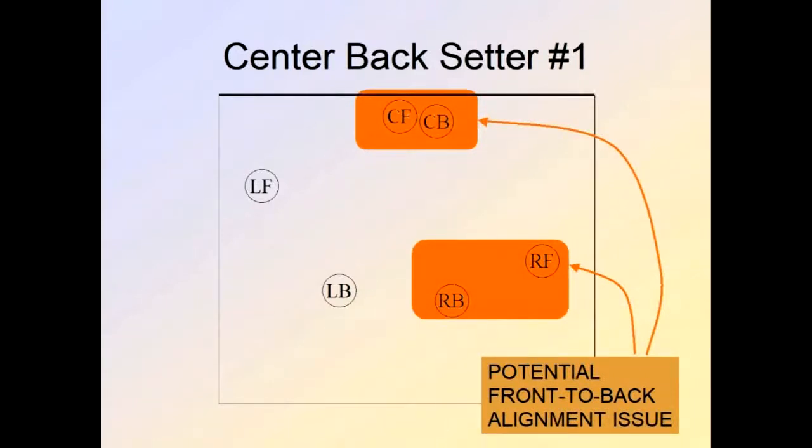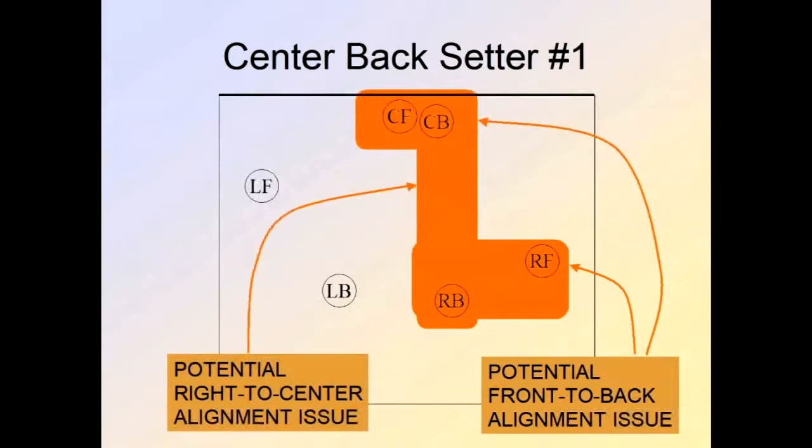But then there's also the center back and the right back. The right back player must be closer to the right boundary sideline than the center back player. So always ensuring that the center back player is in between the left back player and the right back player, and ensuring that the center back player is behind the center front. So potential right to center alignment issue and a potential front to back issue with the center front player.